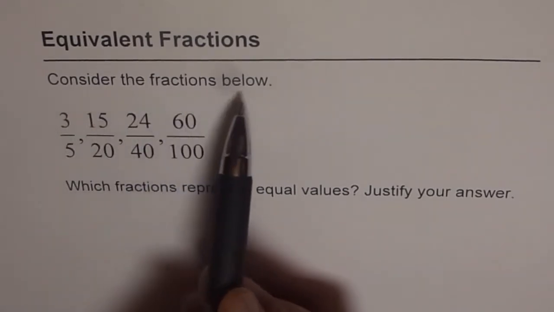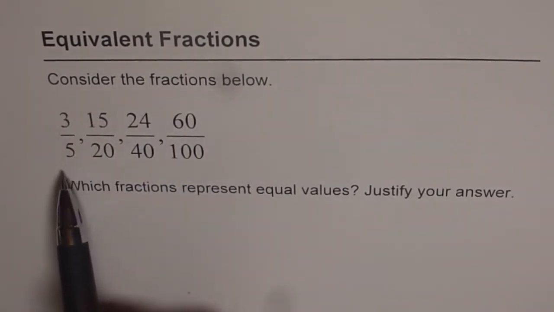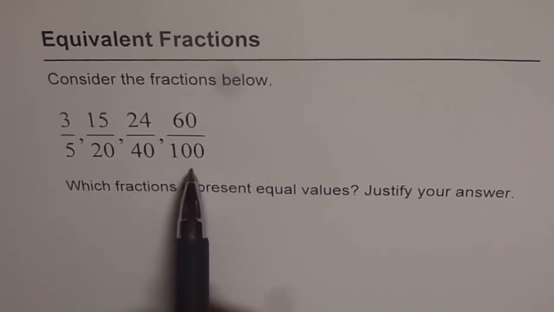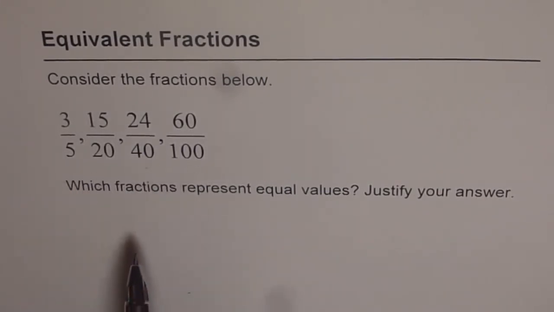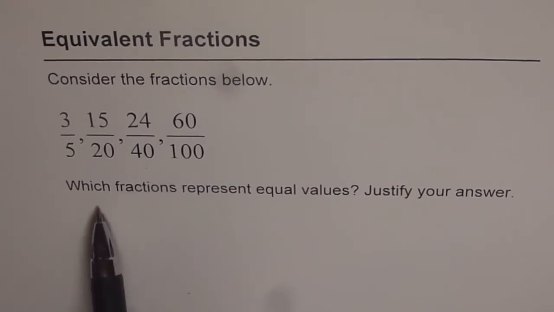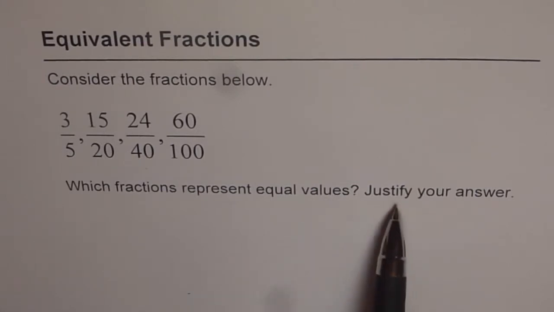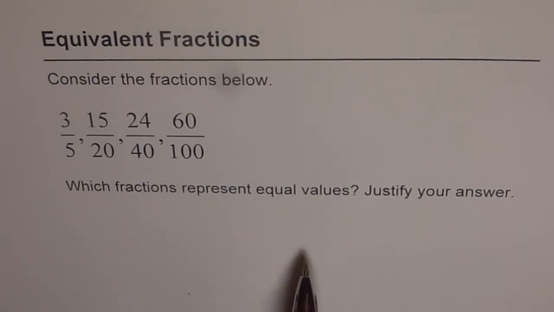Consider the fractions below: 3 over 5, 15 over 20, 24 over 40, and 60 over 100. So there are 4 different fractions given to us. Which fractions represent equal values? Justify your answer. That is the question.